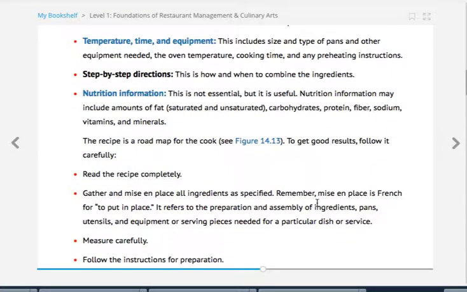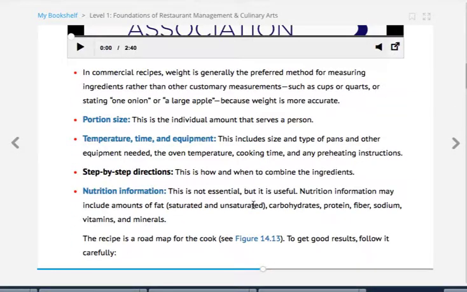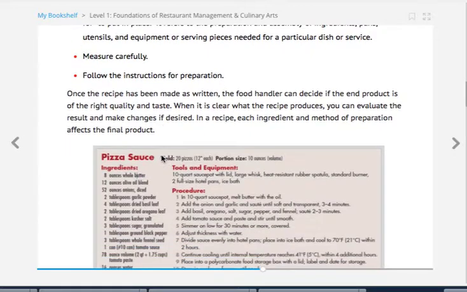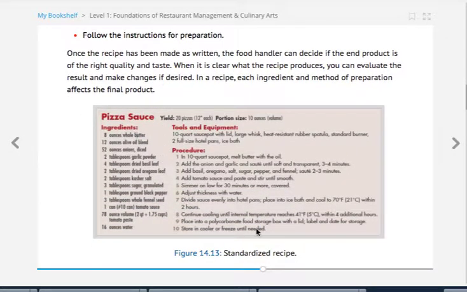So read through these and get an idea of the different types, portion size, equipment, and things. These are the things that should be on a recipe. Now we're going to go down and look at an example of a recipe right here. This is a standardized recipe.